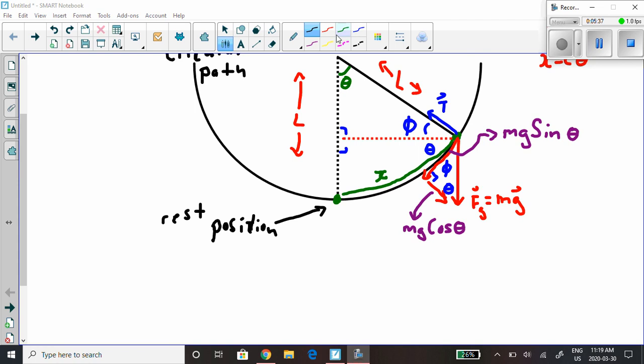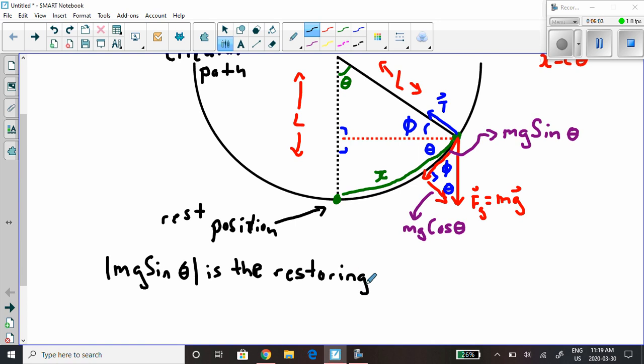So what I can say is the following. I can say that mg sine theta, and I'm putting it in magnitude signs because I really want to talk about the magnitude right now, is the restoring force. This is what brings this mass back to the rest position. It is what brings the mass back to the rest position. It is a restoring force.